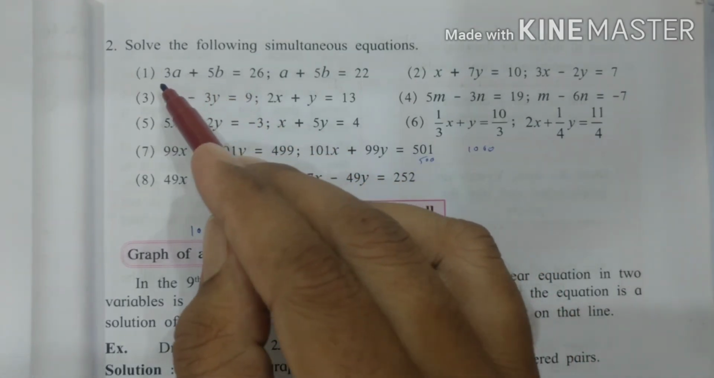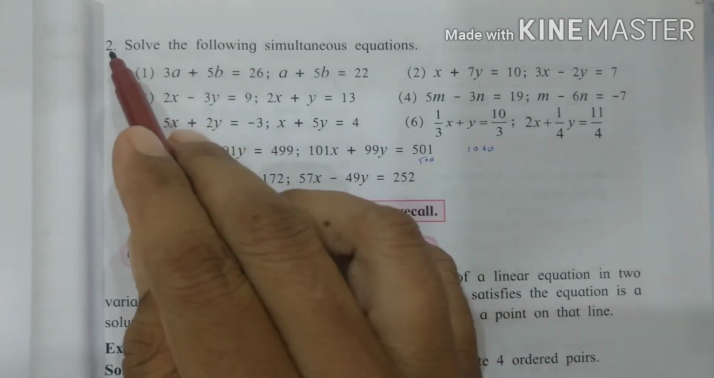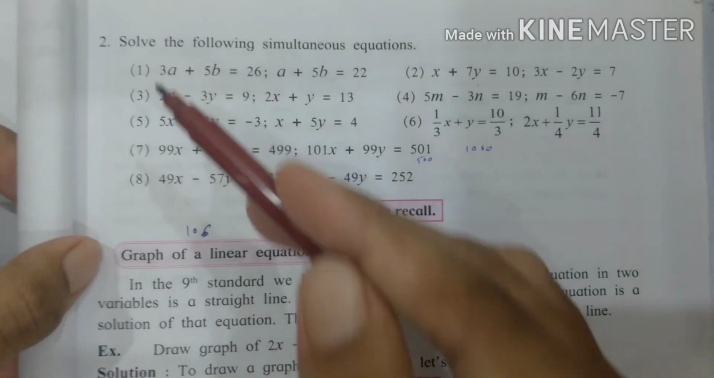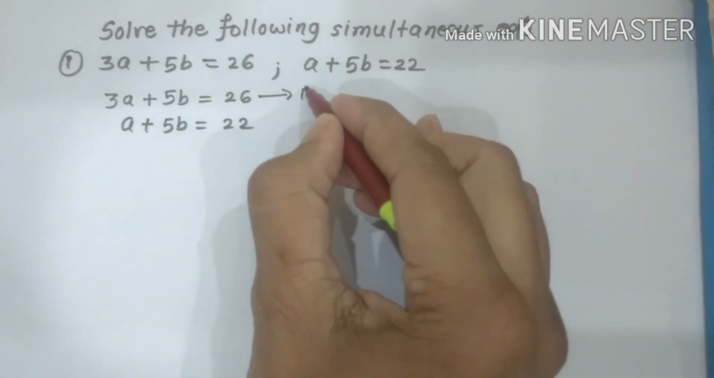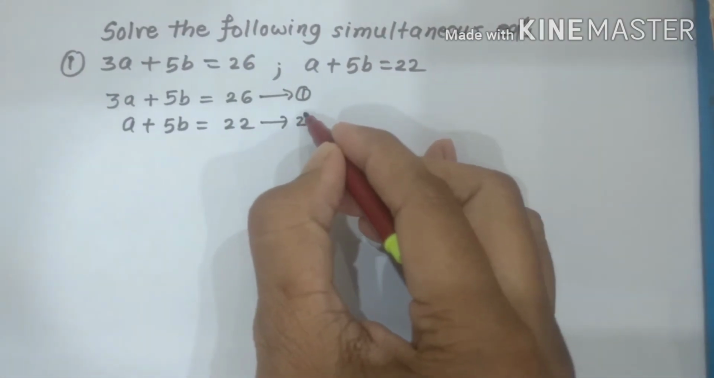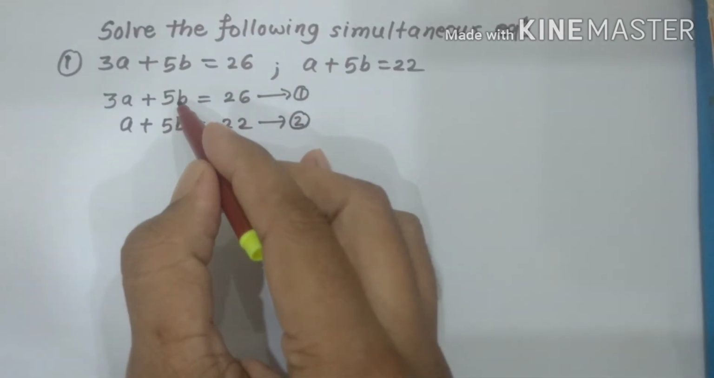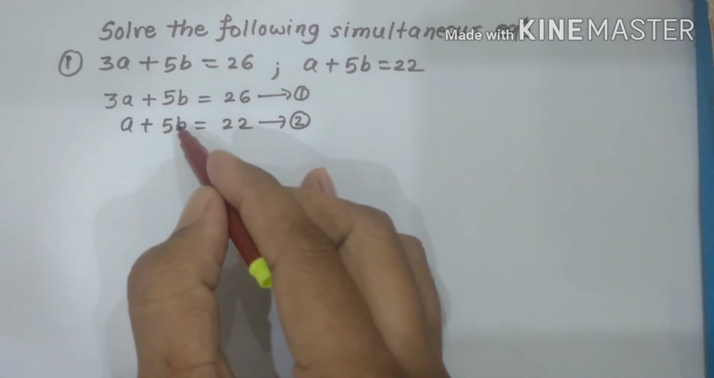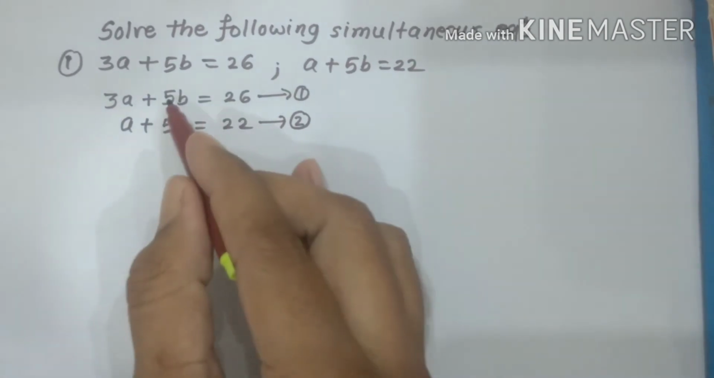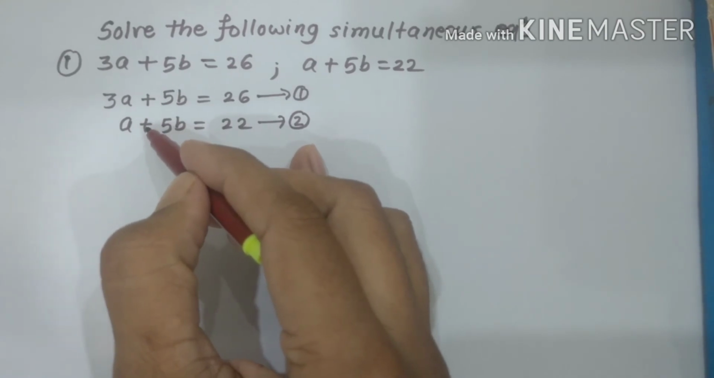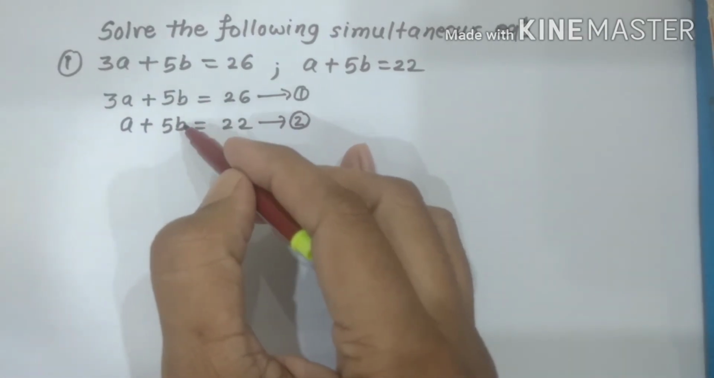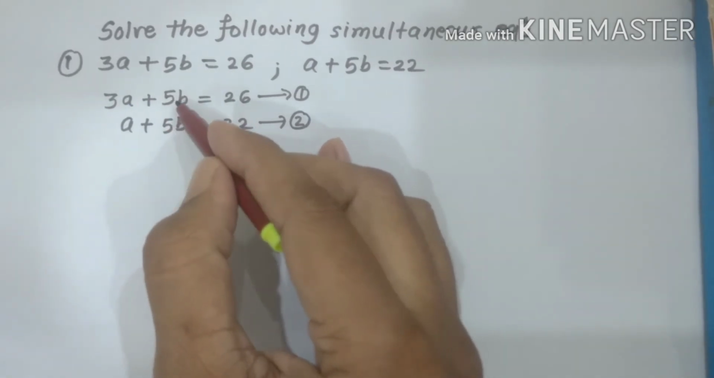Here we are going to solve the questions of the textbook. Question number 2, sub question 1. Page number is 5. Here is the first equation and that is the second equation. Here the coefficient of variable b in the first equation and the coefficient of variable b in the second equation are the same, and the sign of both the coefficients is also the same. Therefore we subtract equation 2 from equation 1. Both 5b will be cancelled.